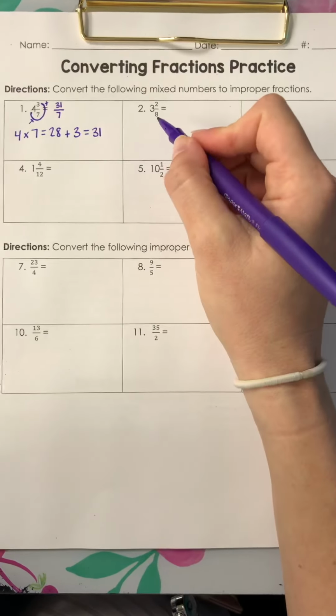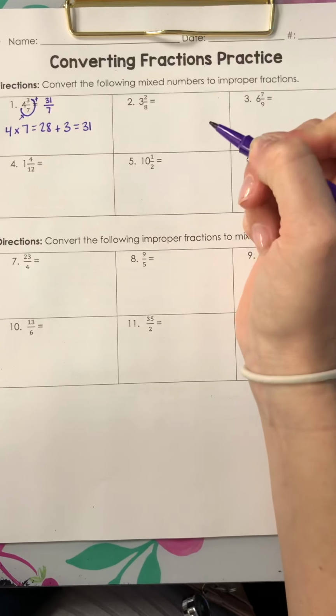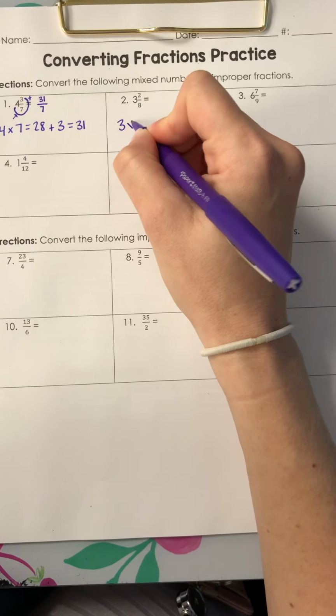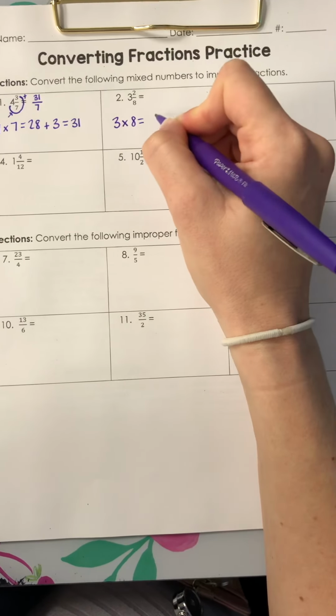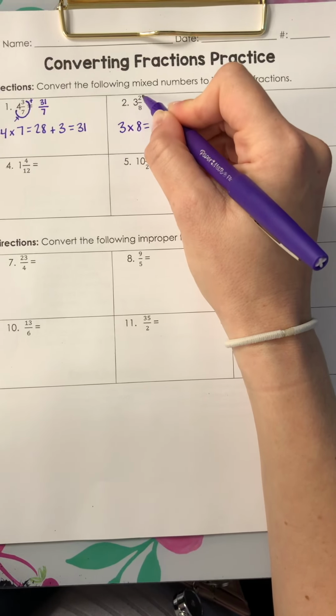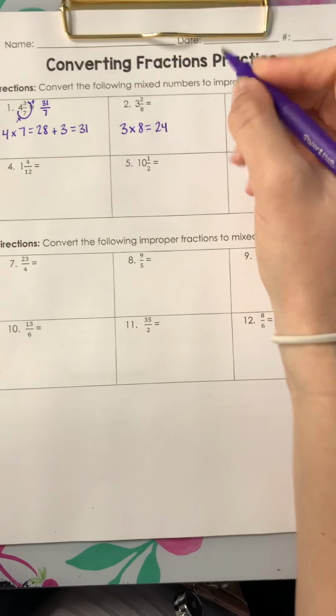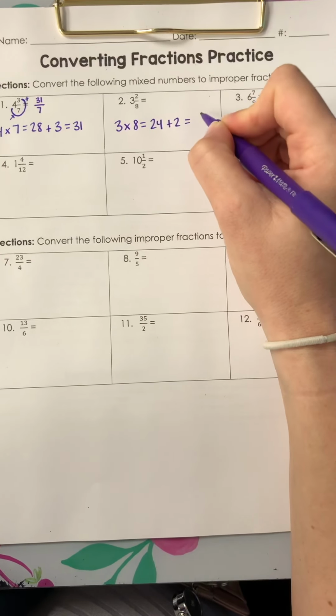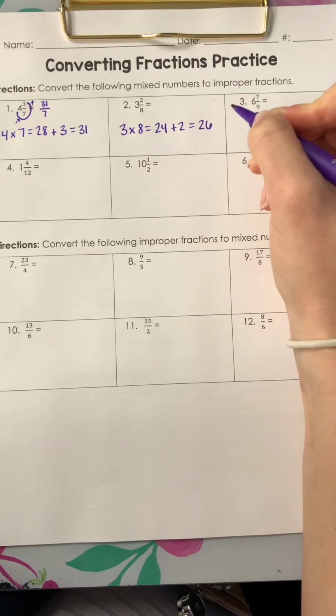For number 2, again, we're going to start right at our whole number and multiply it by the denominator. So start at 3, multiply that by 8, and you get 24. And then you're going to take that 24 and add the numerator, which is 2. So 24 plus 2 gets you to 26, which is your new numerator. And again, our denominator is not going to be changing. So 3 2/8 as an improper fraction is 26/8.